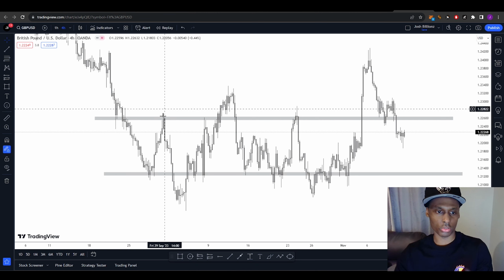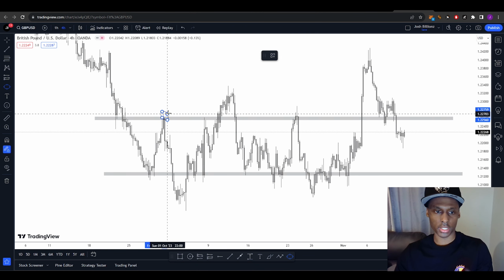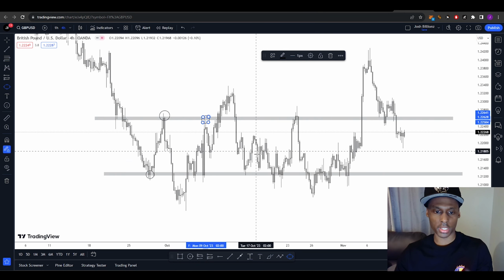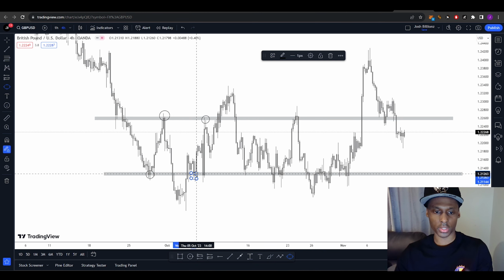And then obviously I saw price was just tapping these levels and respecting these levels, so I knew price was in the range. We saw price, let's just add the ellipse tool. So we had a tap here, we had a tap there. All of these taps are showing me price is respecting this level.